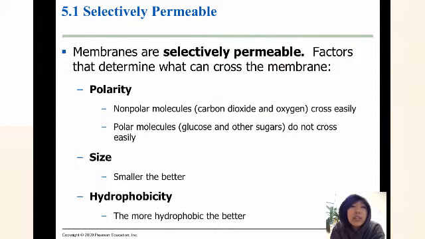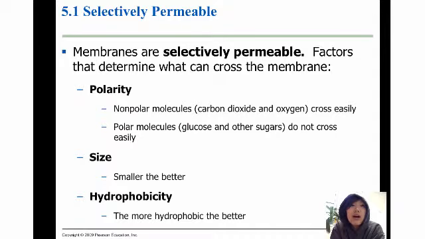Okay, the second big idea aside from the fluid mosaic model is that membranes are selectively permeable. That means that these membranes only allow certain things to pass through easily and other things it keeps out. And there are a couple of things that affect its permeability, or its ability to accept certain things.